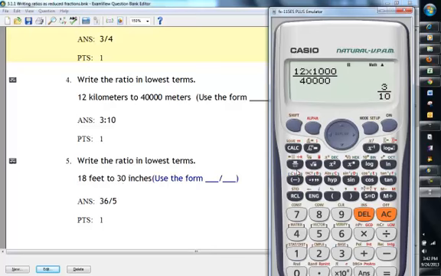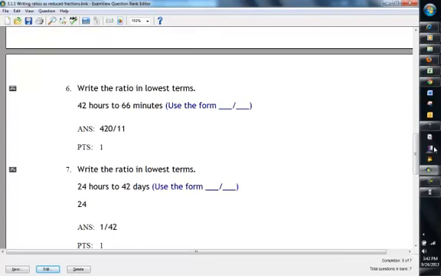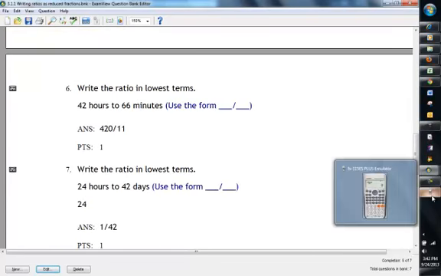We've got 18 feet. Well, 18 feet times 12 inches, because we always want it in the shortest units, inches in this case. There's 12 inches in a foot, so 18 times 12 over 30 is 36 to 5. Next one, 42 hours to 66 minutes.